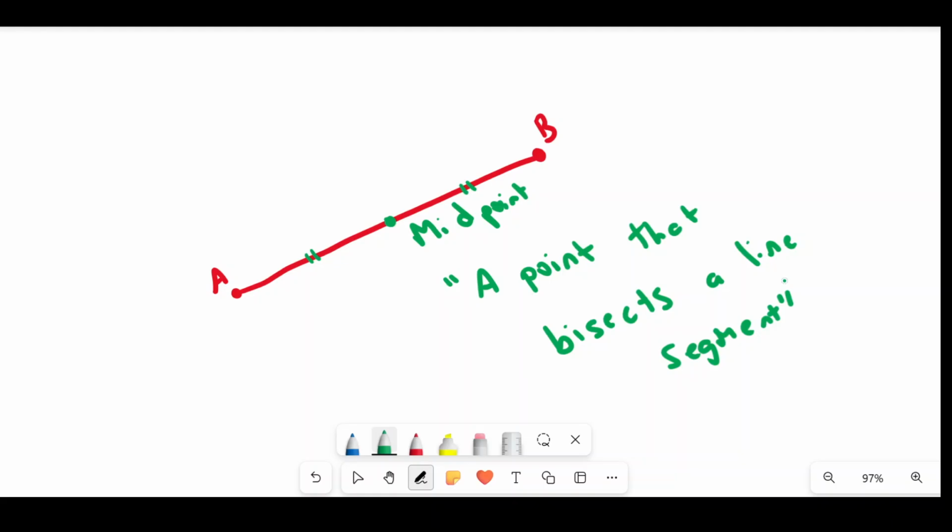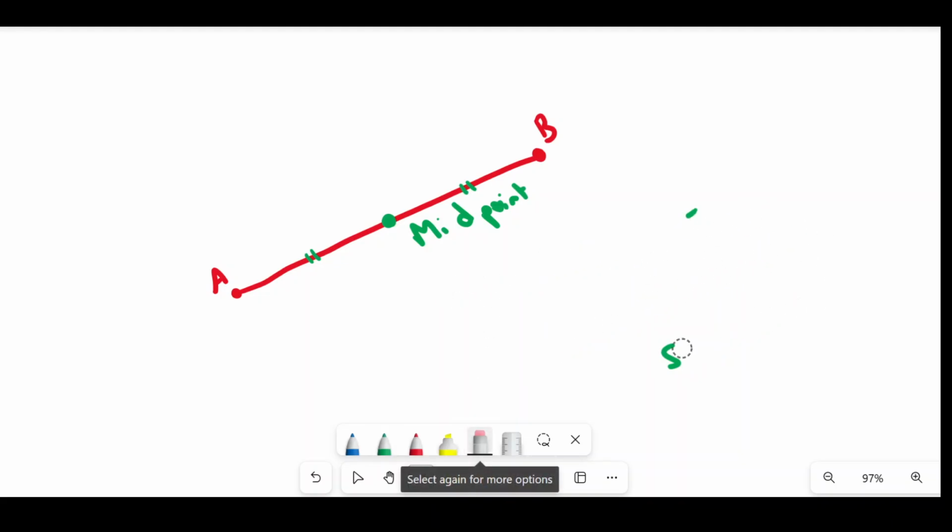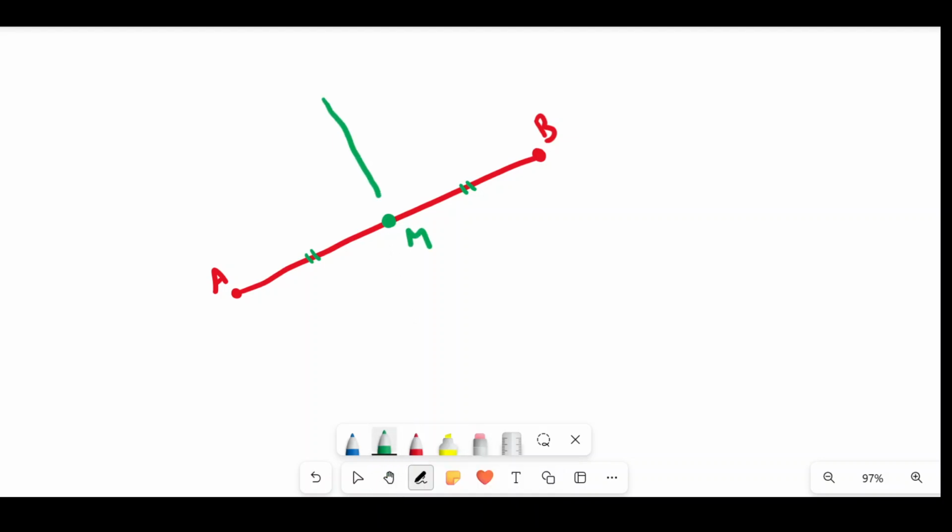So when we say a perpendicular bisector, we're talking about something related to the midpoint. It's a line that definitely has to pass through the midpoint so that it will cut that line segment AB in half. The word perpendicular tells us that it's a line that passes through that midpoint that is also perpendicular to the line segment. So not only does it have to go through the midpoint, but it also has to be perpendicular. That's what a perpendicular bisector is.